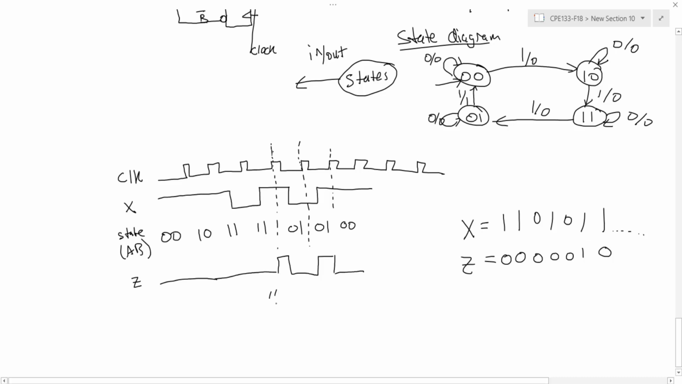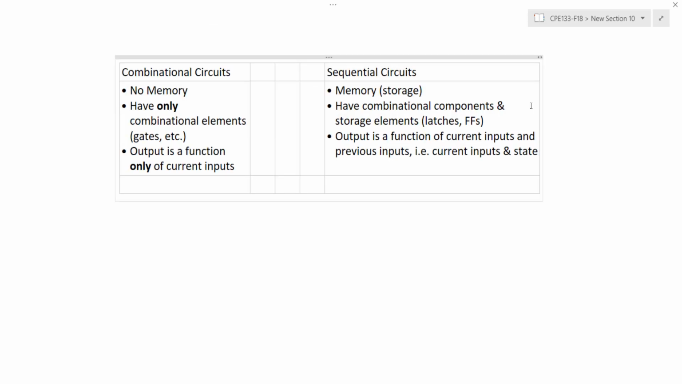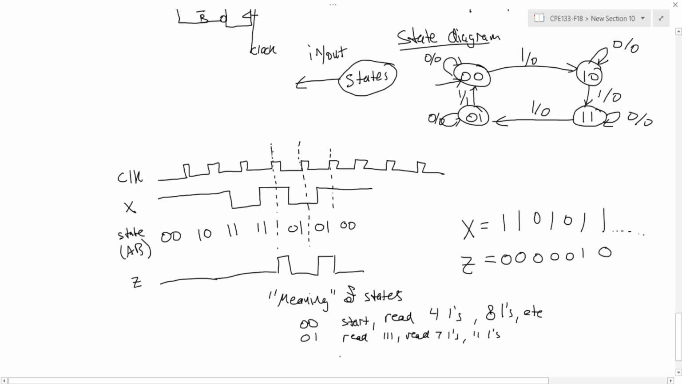So if I wanted to define some meaning to these states, 0, 0 is obviously my start state, but it also represents when I've read in through the input 4 1s, 8 1s, etc. So I've gone around this loop of 4 states and read in either 4 1s, 8 1s, 12 1s, etc. The state 0, 1 represents when I've read in 3 1s, or 7 1s or 11 1s, etc. 2 represents when I've read in just 1 or 5 1s or 9 1s, etc. And 3 represents when I've read in 2 1s, or 6 1s, or 10 1s, etc.